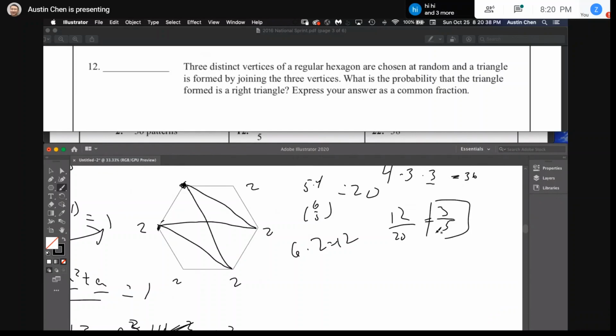My way was not as good. There were too many overcountings, or not? Yeah, overcountings. I don't know. That would just be too messy.